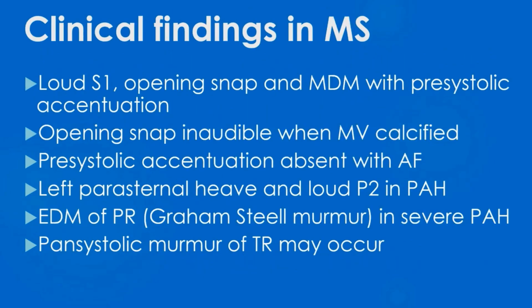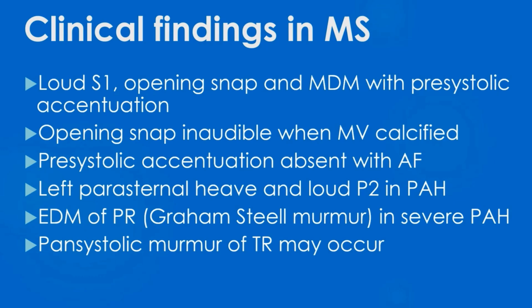Clinical findings in mitral stenosis include a loud first heart sound, opening snap, and mid-diastolic murmur with pre-systolic accentuation. Opening snap becomes inaudible when the mitral valve is calcified. Pre-systolic accentuation is absent when there is atrial fibrillation.